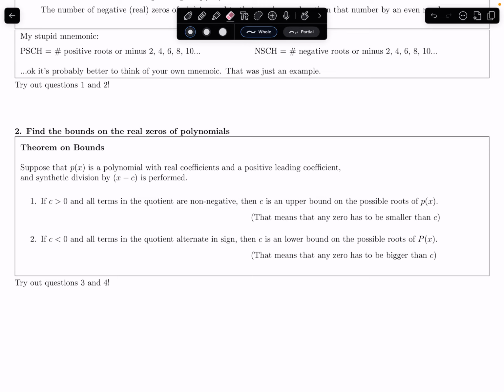All right, guys, here we go. Second topic of 2.6. We're talking about bounds on the real zeros of polynomials. This is using the theorem on bounds. So here's what the theorem says.